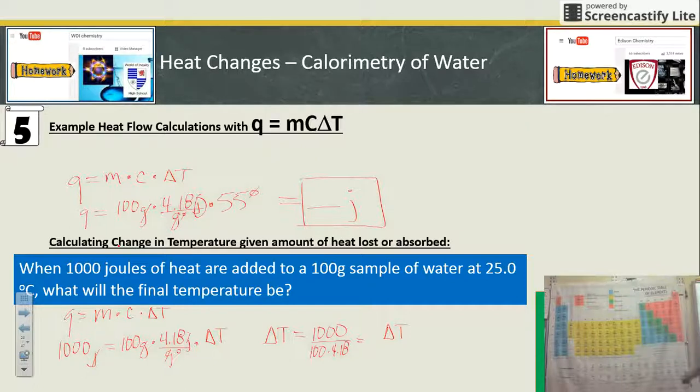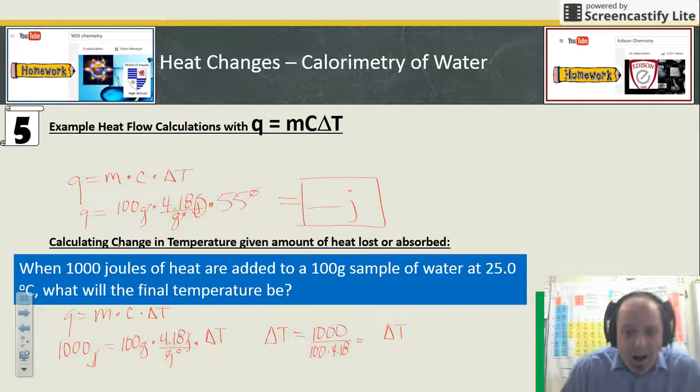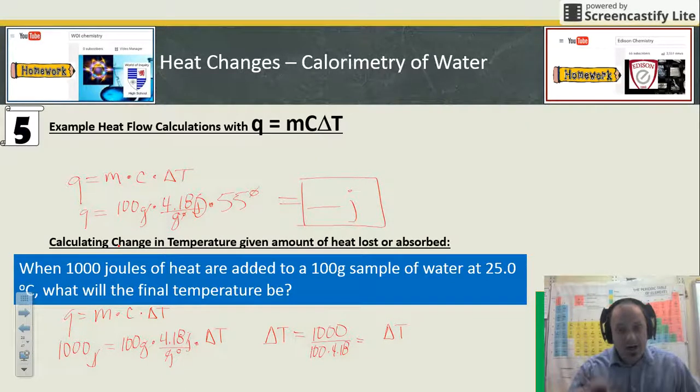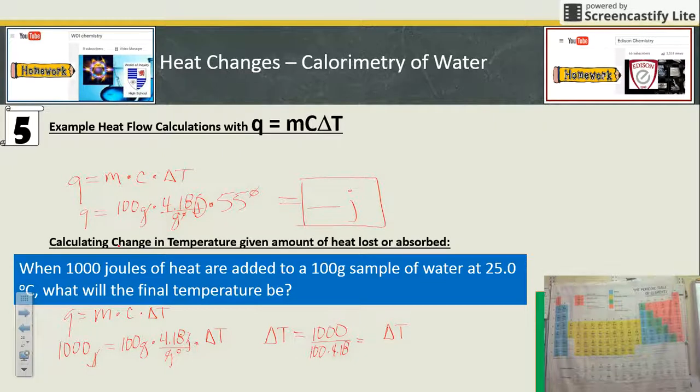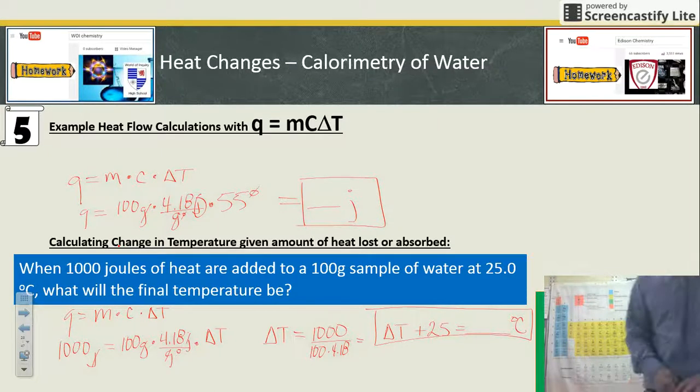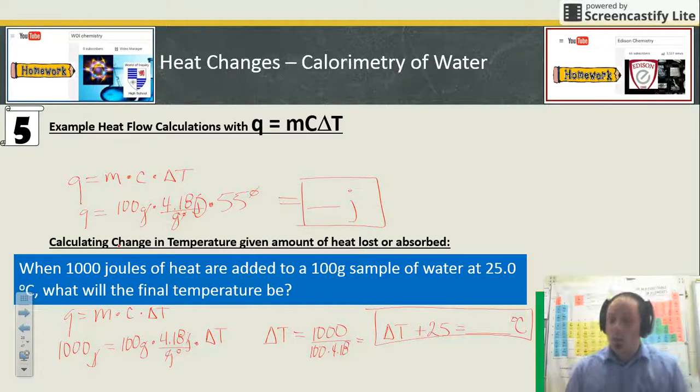So if we have the temperature that the sample started out with, 25 degrees, we're going to add that to our delta T to find our final temperature. If it started at 25 and we know how much the temperature changed by solving for delta T, we're going to have our final answer there. So your job is to solve not only for delta T, but solve for the final temperature as well.